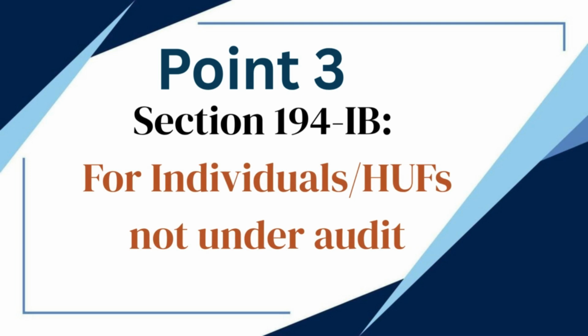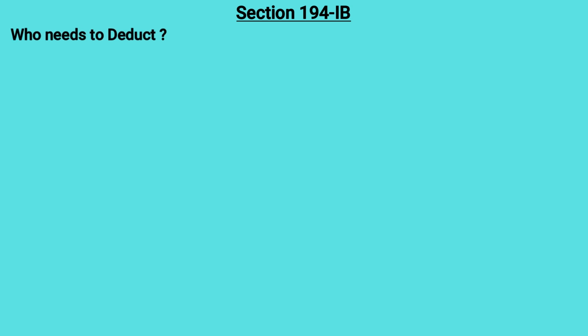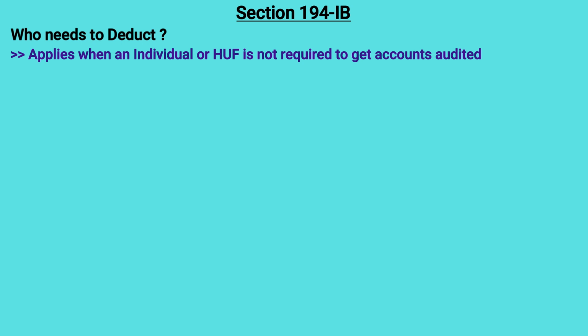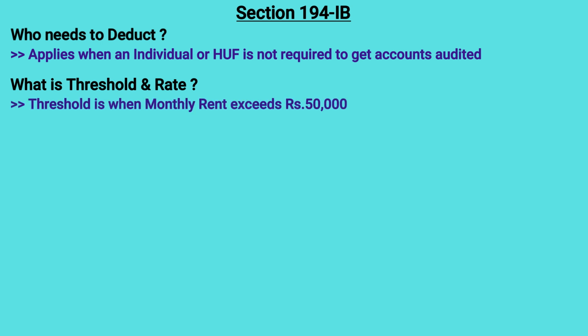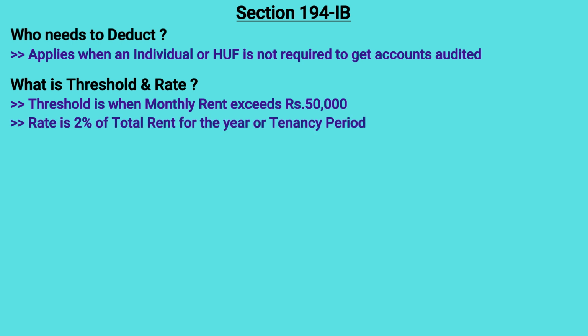Section 194IB for individuals and HUFs not under audit. Who needs to deduct? This section applies when an individual or HUF who is not required to get accounts audited under Section 44AB pays rent to a resident landlord and monthly rent exceeds rupees 50,000. Threshold and rate after amendment. As I mentioned, the threshold is when monthly rent exceeds rupees 50,000, and the TDS rate is 2% of the entire rent paid for that financial year or tenancy period. It is effective from 1st October 2024.